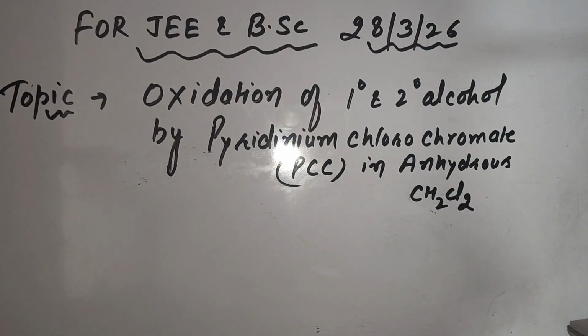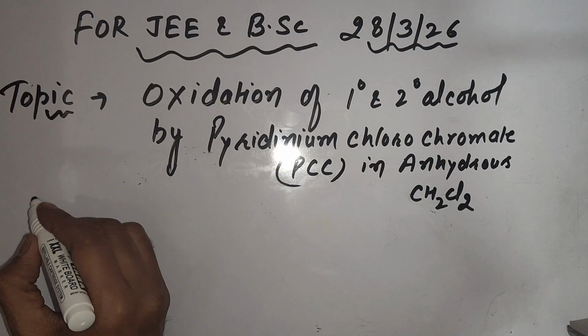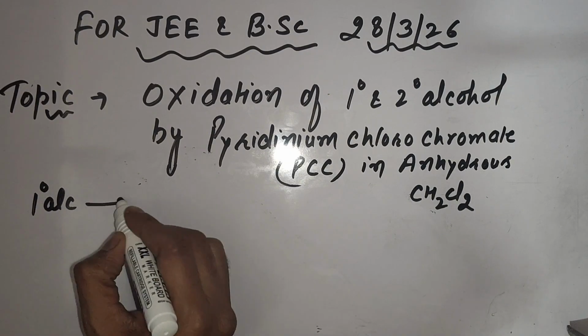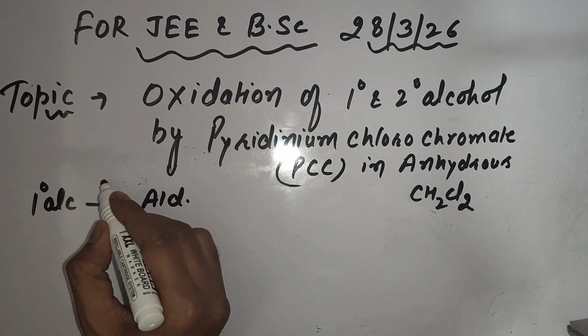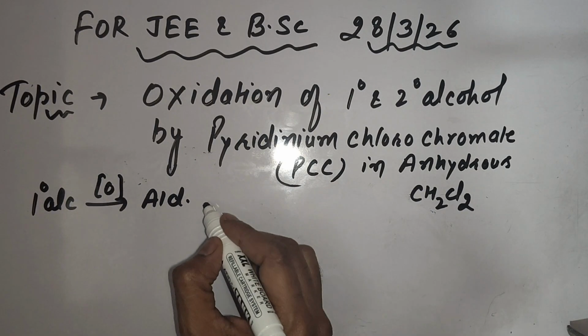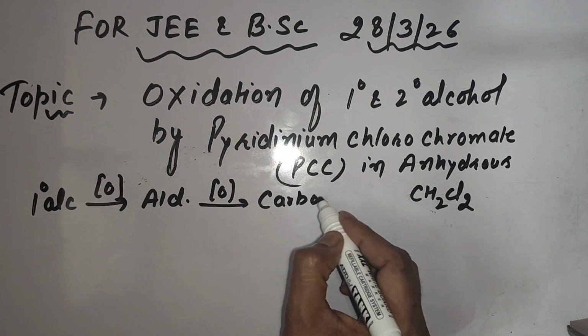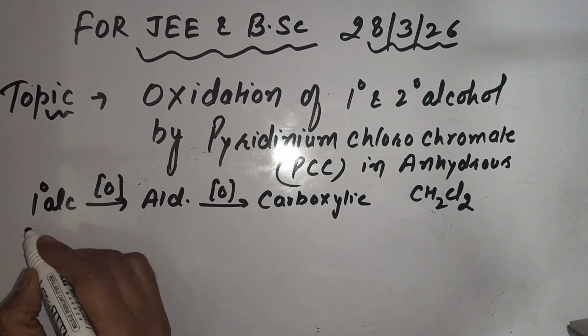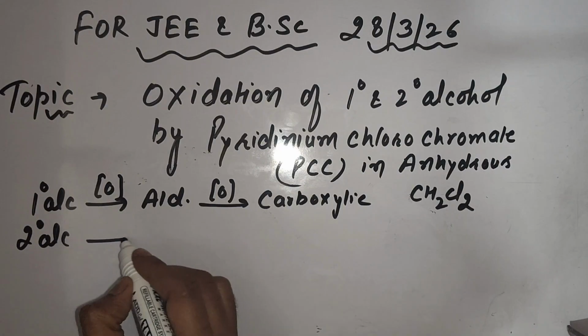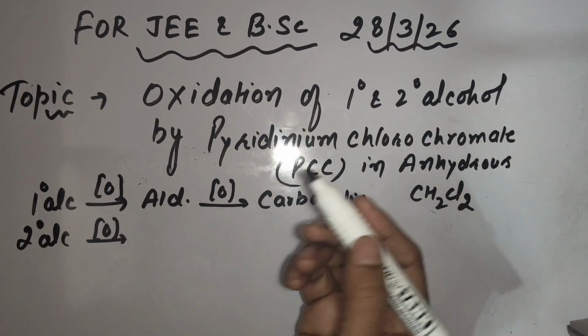Hello everyone. Topic is oxidation of 1 degree and 2 degree alcohol by pyridinium chlorochromate, in short PCC. In previous videos we have covered KMnO4, K2Cr2O7 oxidizing agents, which were bringing 1 degree alcohol first to aldehydic stage. They were oxidizing 1 degree alcohol up to aldehydic stage. That aldehydic stage was further oxidized to carboxylic. 2 degree alcohol we have oxidized by KMnO4 or K2Cr2O7.